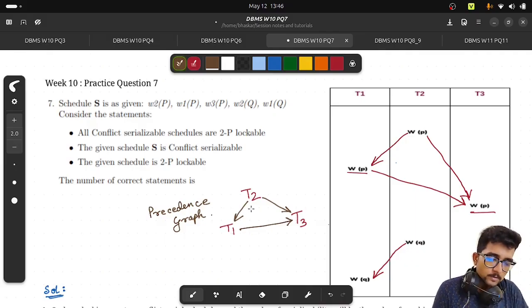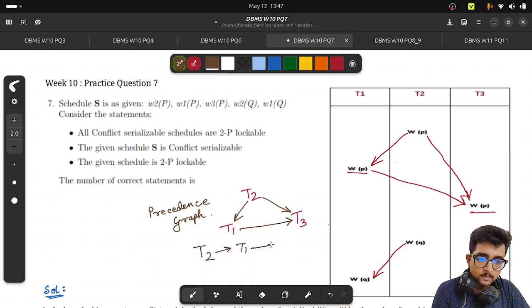Now, as we know, the longest path traversal in the precedence graph DAG will give us the serial order, serial schedule. So we can see here T2, T3, if I go, then I cannot come back to T1. So if I go from T2 to T1 followed by T3, then I have a serial order. So the given schedule S is conflict serializable to the serial schedule T2, T1, T3.